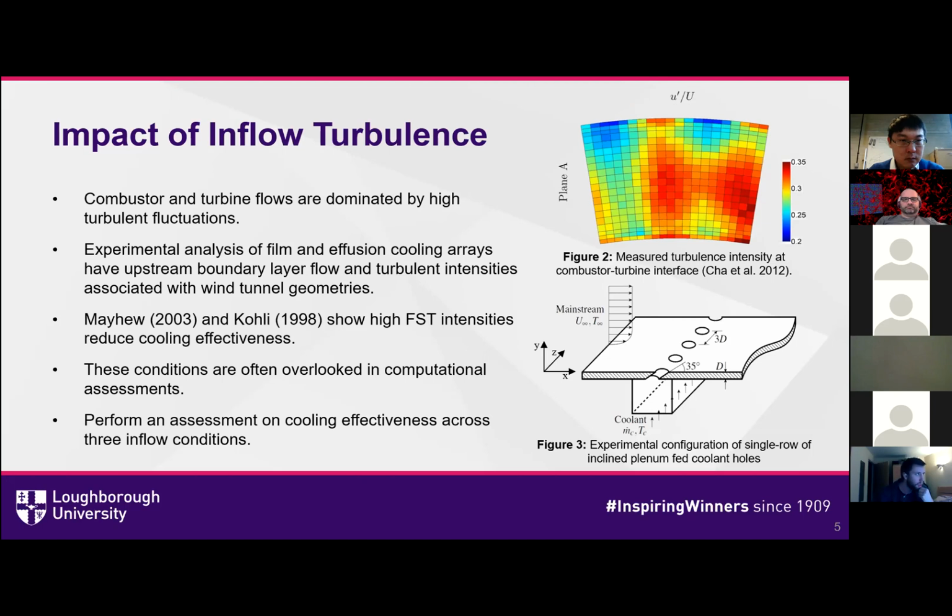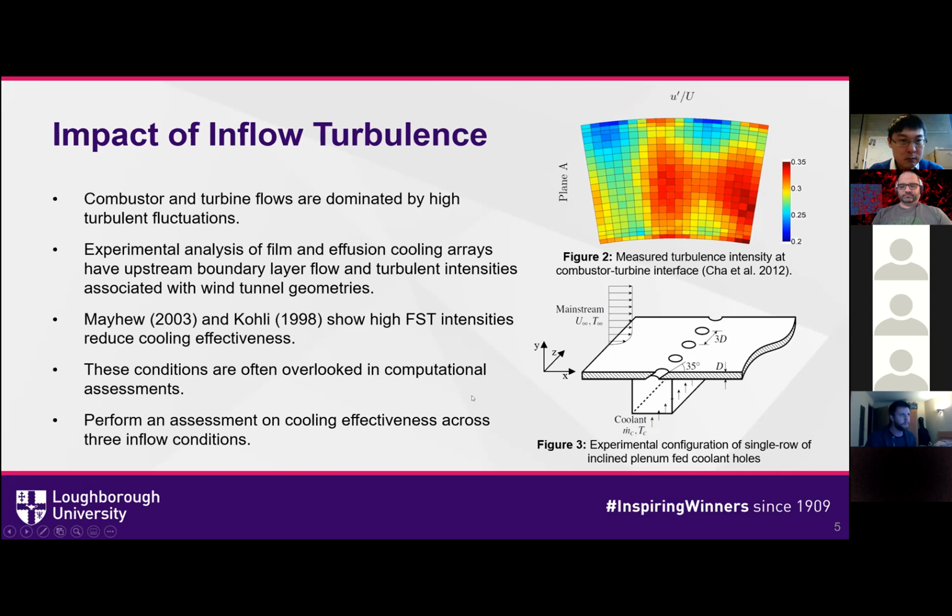So it's important to acknowledge these when we're looking at these kinds of flows and assessing the impact on the cooling performance. And even in simple experimental analysis, like the ones that I'll be comparing to later, you often have the cooling holes within a developing boundary layer kind of flow. It might be laminar, it might be turbulent, and some experiments have free stream turbulence intensities associated with the wind tunnel. They also might introduce some to replicate the combustor environment further. It's been shown in several papers that these high free stream turbulent intensities affect the cooling effectiveness quite drastically, and sometimes these are overlooked when we do our computational experiments. So today I'm showing you an assessment of 3 different turbulent inflow cases and their impact on the mixing of hot and coolant gas flow.